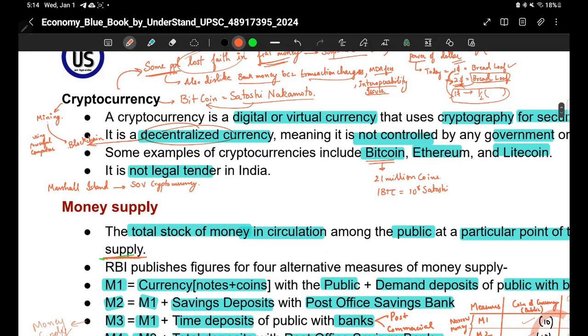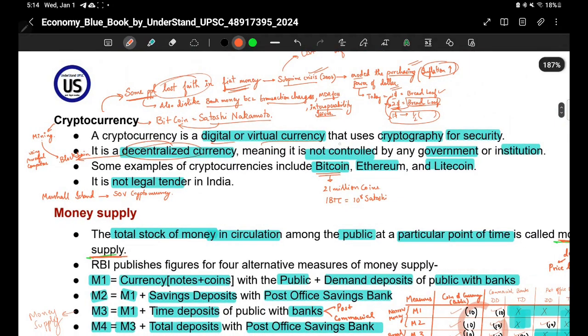Okay, what is a cryptocurrency? First of all, it is a digital or virtual currency that uses cryptography for security. Cryptocurrency means some encryption. It is a decentralized currency, meaning it is not controlled by any government or institutions. Decentralized means it uses blockchain.